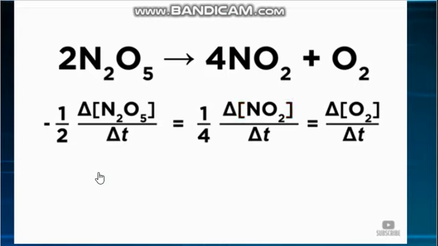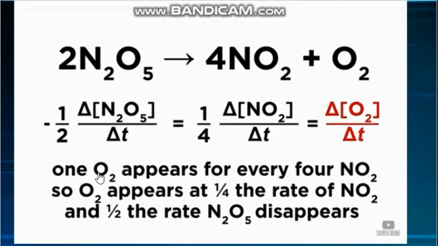Rates of change will obey stoichiometry, so for example, if we look at this reaction, we have to understand that oxygen appears at 1/4 the rate of NO2, and at 1/2 the rate at which N2O5 disappears.